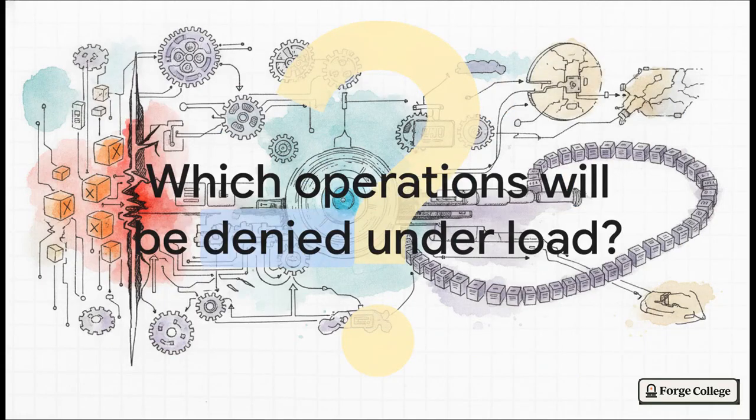So, as we wrap up, I want to leave you with this pivotal question. Which operations in your dApp will be denied, queued, or presented as degraded under heavy load to save your core app? Thinking deeply about this question sets us up perfectly for our next lesson, where we'll bridge these operational realities straight into advanced UX design.